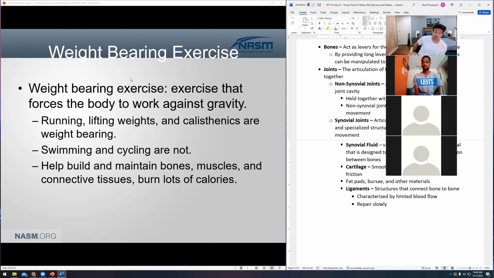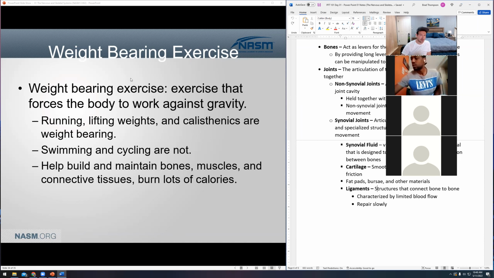Now, running, lifting weights, calisthenic body weight exercises, and then obviously barbells, dumbbells, things like that, those are all examples of weight-bearing exercise. And weight-bearing exercise has particularly been shown to be the best for strengthening your skeletal system. Now, do I like resistance bands? Do I like swimming? Do I like cycling? Yeah, absolutely. All those things are great. But if I have a client with particularly skeletal problems, I do want to focus primarily on weight-bearing exercise.